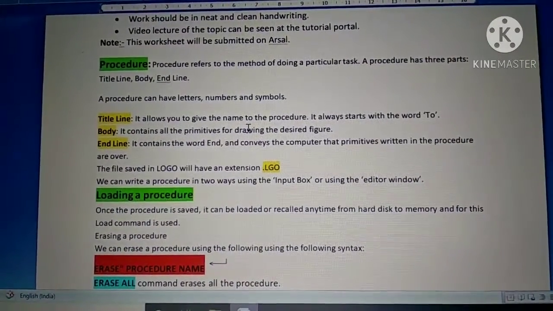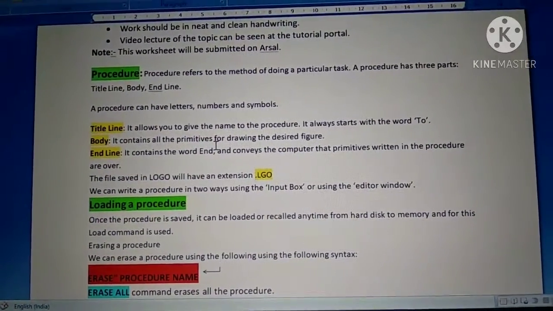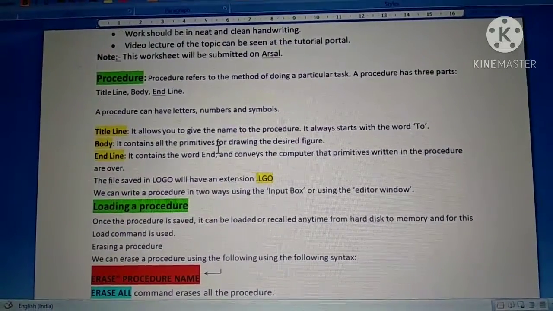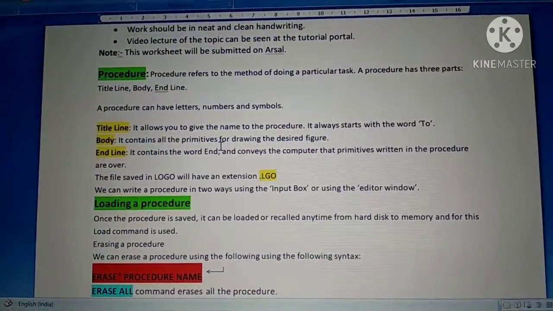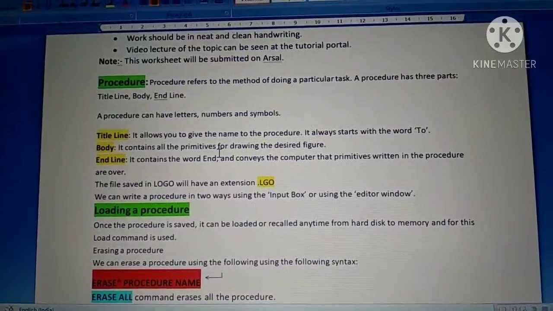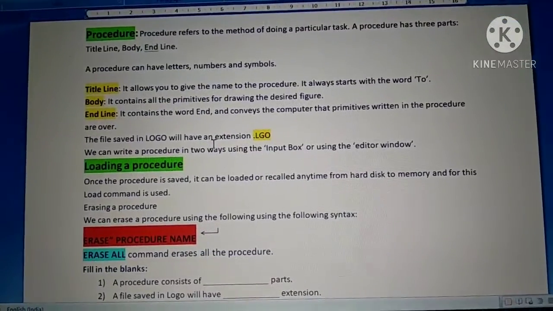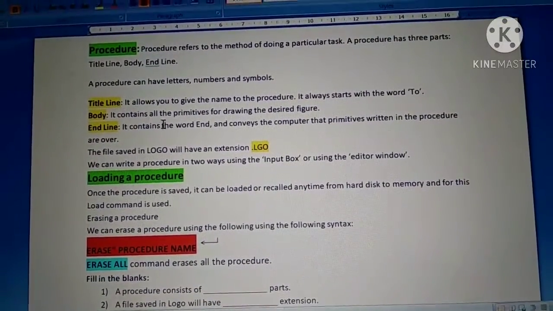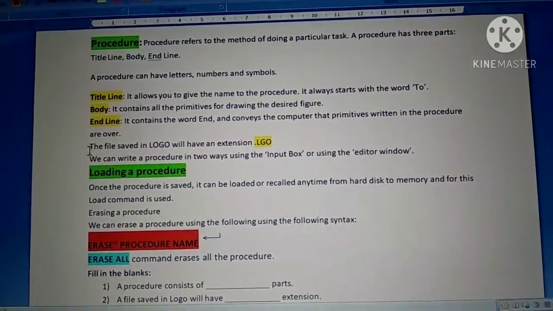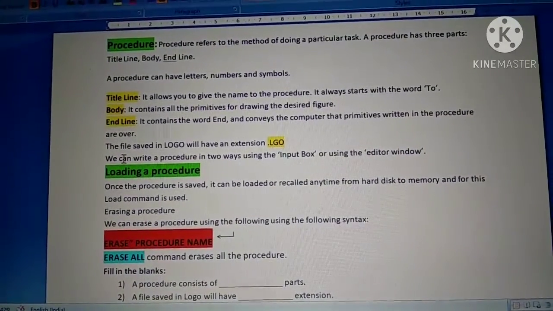Next is the body. It contains all the primitives for drawing the desired figures. Primitives means all the commands which we will use to draw some figure. Next is the end line. It contains the word "end" to convey to the computer that the primitives written in the procedure are over. Next is the file. In Logo it always has an extension of .log. We can write a procedure in two ways, using the input box and the editor window.